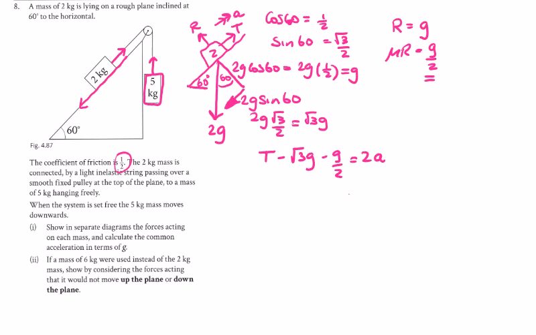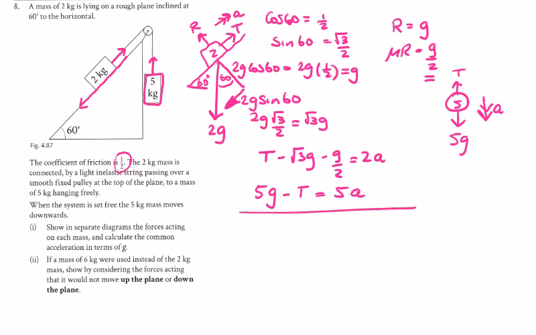And then for my 5, I have my tension, my 5G, and my A. So 5G minus T is equal to MA. Combining these two, we're going to get 5G minus root 3G minus G over 2 is equal to 7A. So what are we looking for? Showing separate diagrams the forces acting on each mass and calculate the common acceleration. So we're looking for A.